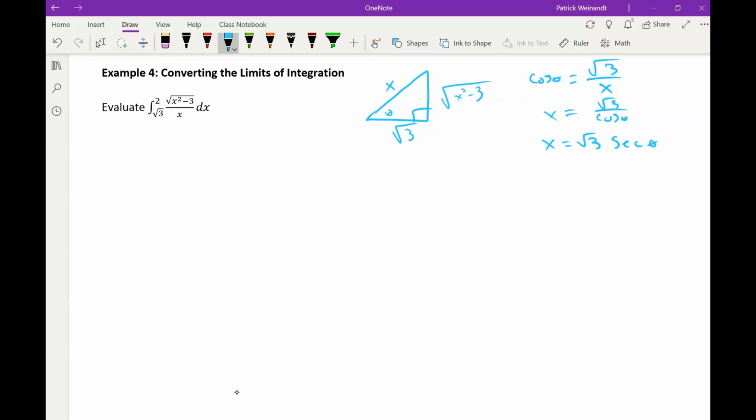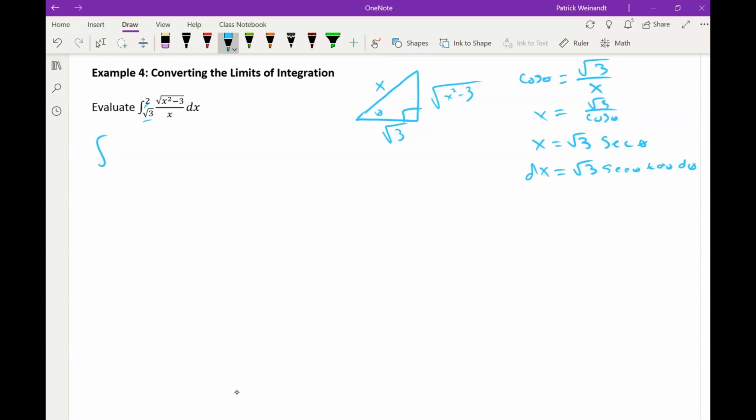Okay, now we want to know what our dx is if we're going to substitute all these things and then integrate. Well, dx is going to be square root of 3 times what's the derivative of secant? The derivative of secant is secant tangent, so we're going to have secant theta, tangent theta, and then our d theta. So we have everything that we want. We're going to plug this in. I'm going to treat this as if it's an indefinite integral, but just keep in mind we're using these limits of integration, root 3 to root 2.